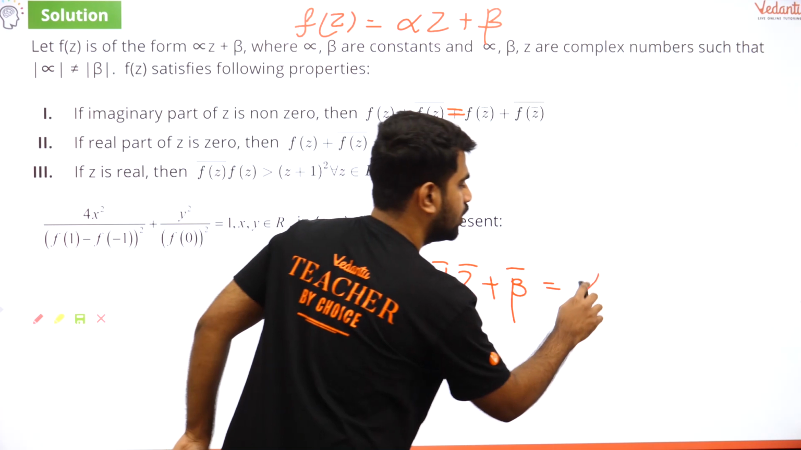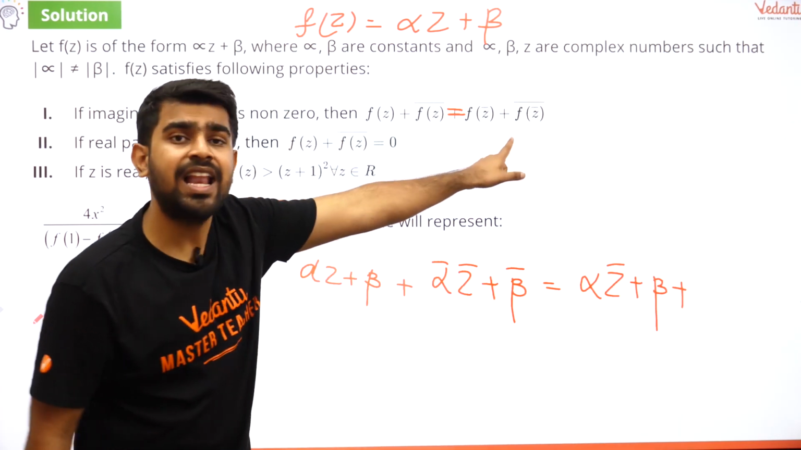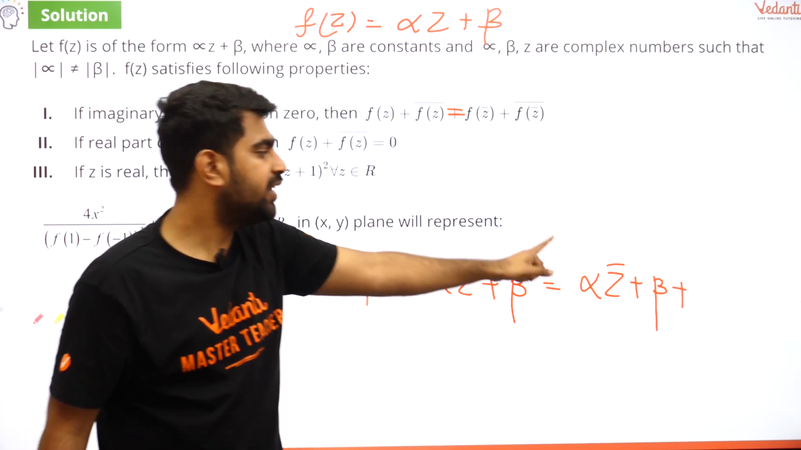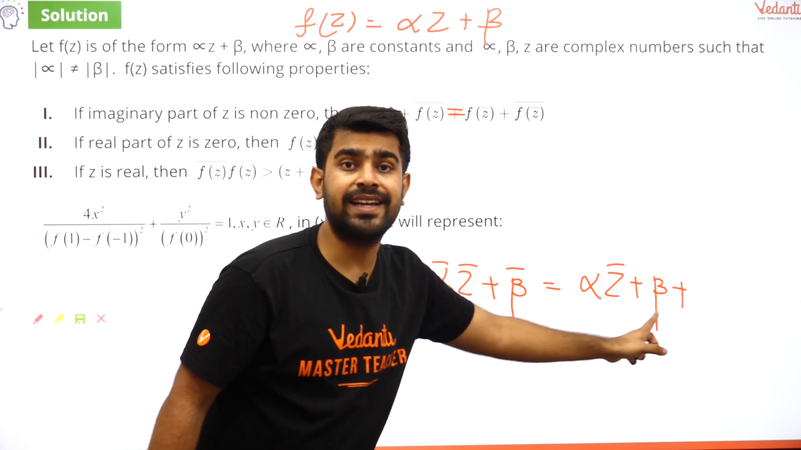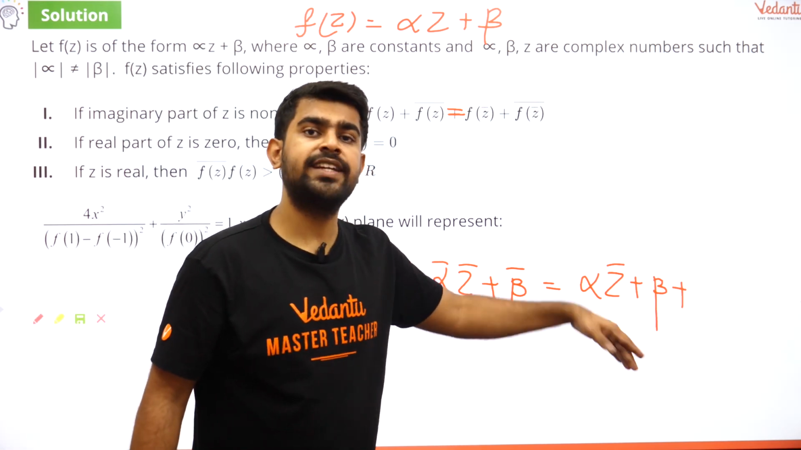So I will write it down over here: alpha z bar plus beta. Plus, what is the last one? The last one is the conjugate of the f of z bar function. Got it? F of z bar.